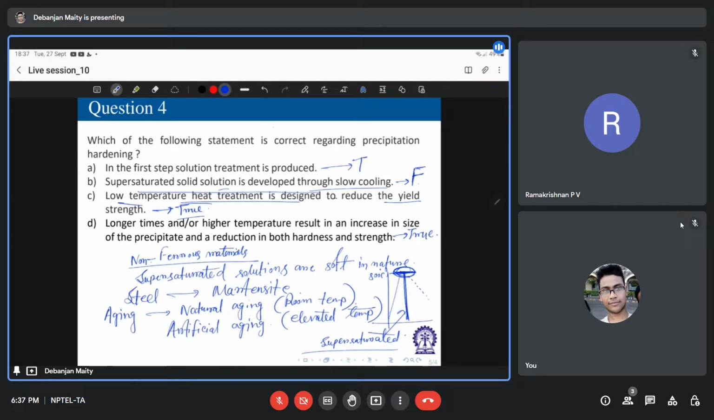If you are giving it more and more time, whatever precipitates form in the matrix will try to grow, and because of that increase in size of the precipitates, there will be a reduction in both strength and hardness.